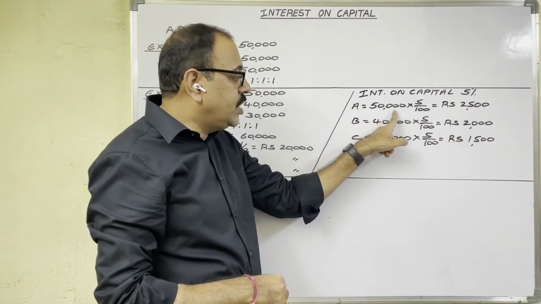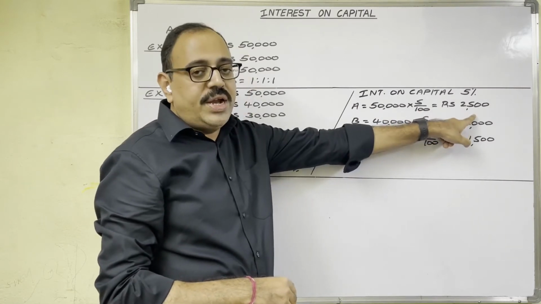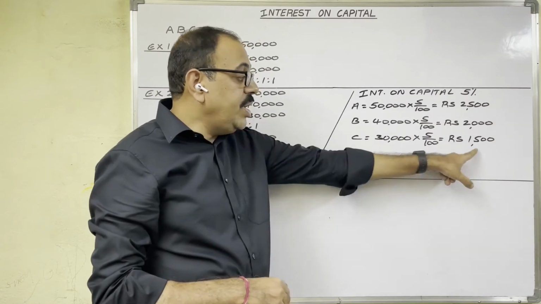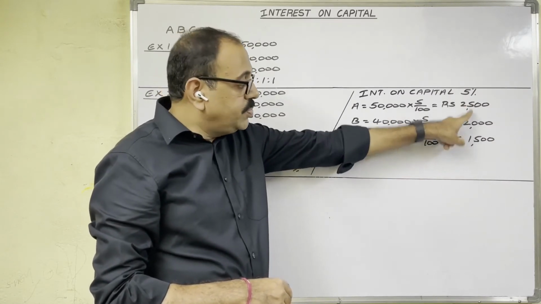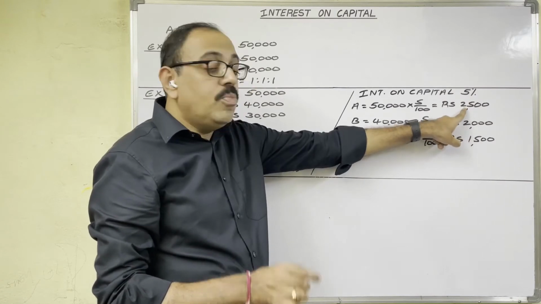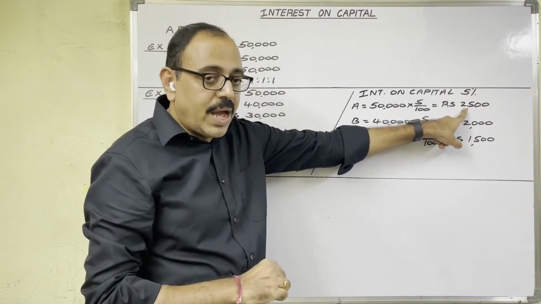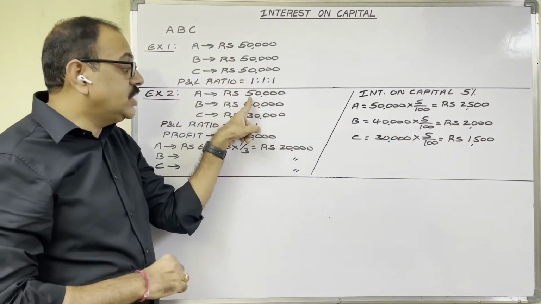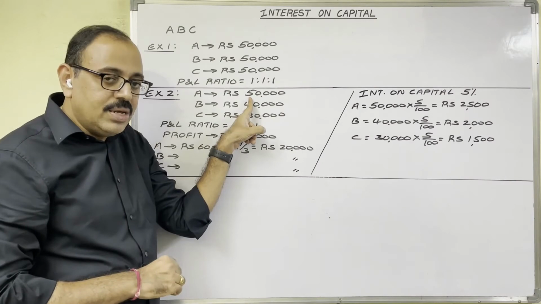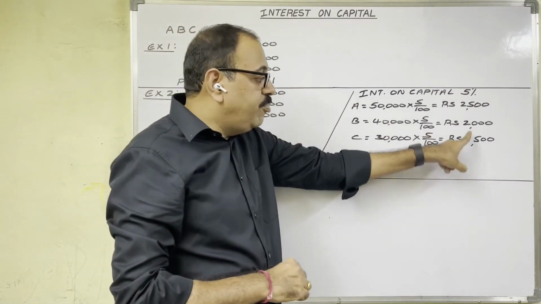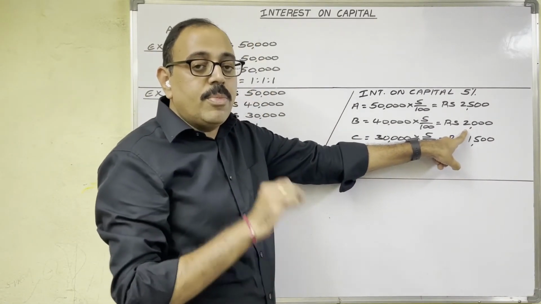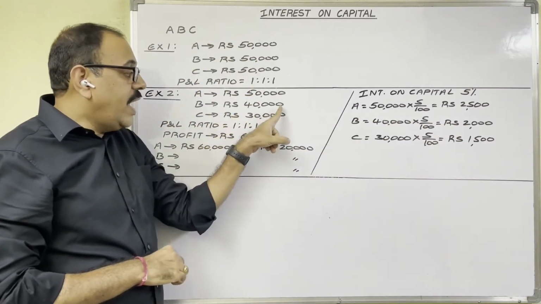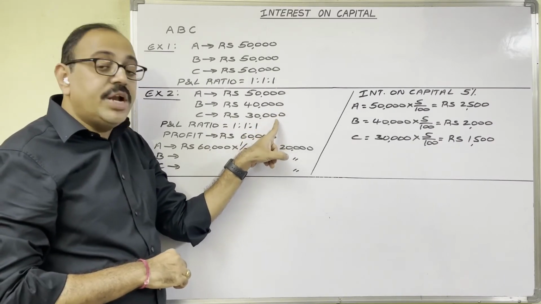A's capital 50,000 into 5%, 2,500. B's interest will be 2,000 and C's interest will be 1,500. So if you observe these amounts, A is getting more amount in the form of interest on capital when compared with B and C, because he is giving extra benefit to the firm in the form of capital. Comparing to C, B is getting extra income in the form of interest on capital because he is bringing extra amount into the firm when compared with C.